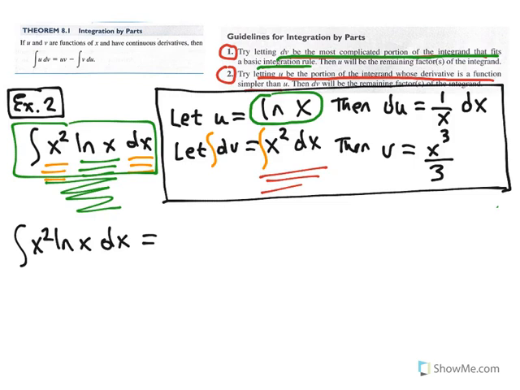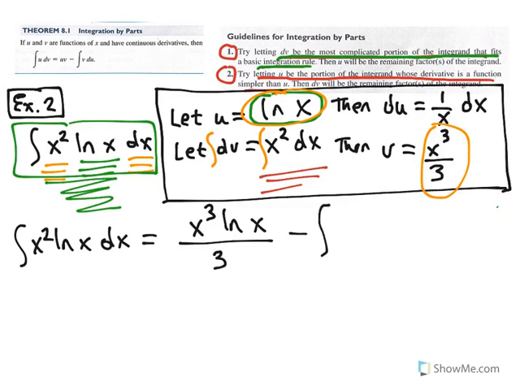So we rewrite it using uv minus the indefinite integral of v du. So uv, so you do natural log of x times x cubed over 3. So when you do that, you get x cubed times natural log of x over 3. So that's uv minus the indefinite integral of v du. So here's v, and here's du. So v du will be x cubed over 3, that's v, and du is 1 over x dx.